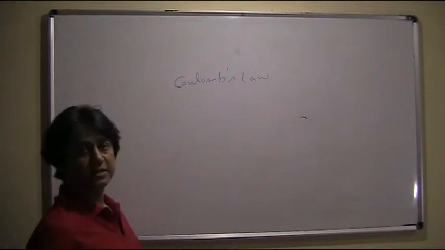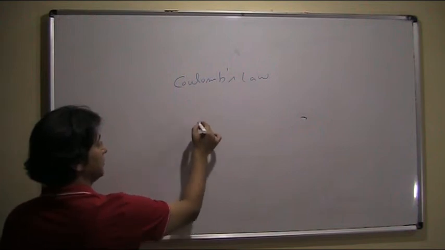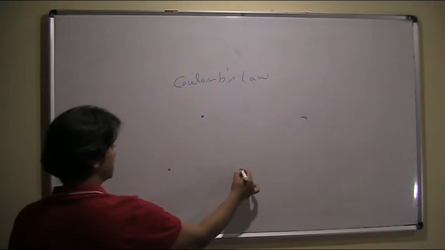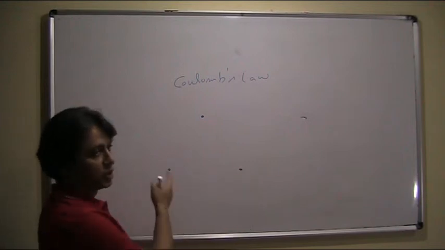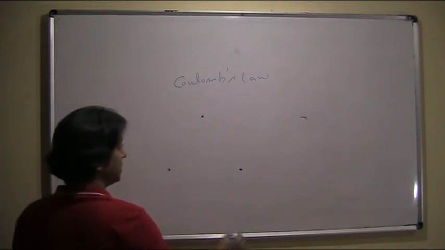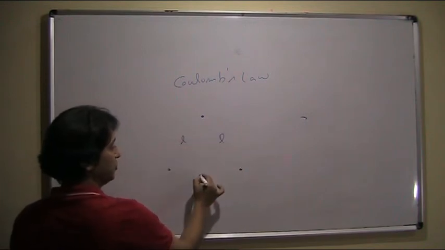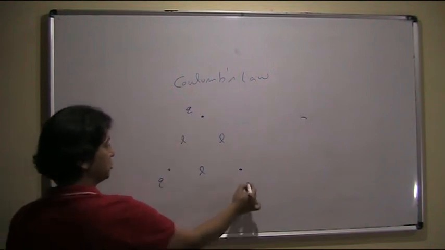Now let's take another example. There are three identical point charges. Remember, if there are point charges, we can use Coulomb's law, like K Q1 Q2 upon R square. And these point charges are forming an equilateral triangle with side length L. All three charges are identical: Q, Q and Q.